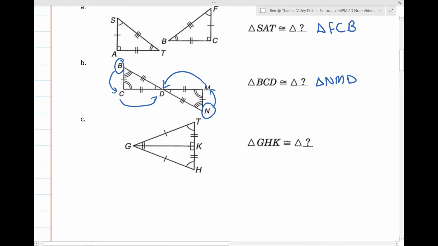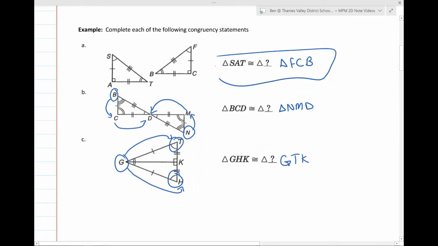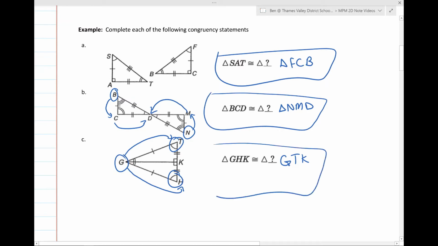And lastly, we'll work with GHK. All right, so we start with G. That's going to be the same angle here for our other one. Then we went to angle H, which has a single bar, so we'll go to angle T, again a single bar, G, T, and our last one is angle K. So this is how we write out our congruency statements. And I realize there's a question mark in the middle. The complete congruency statement for this third one would be triangle GHK is congruent to triangle GTK.